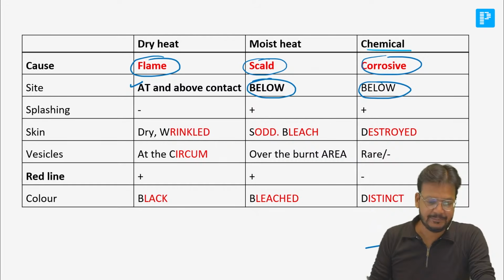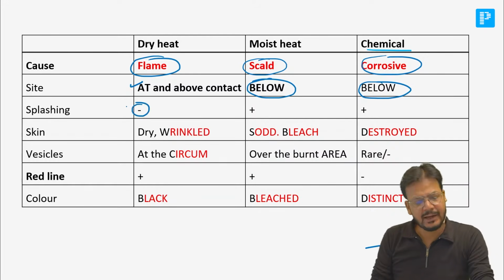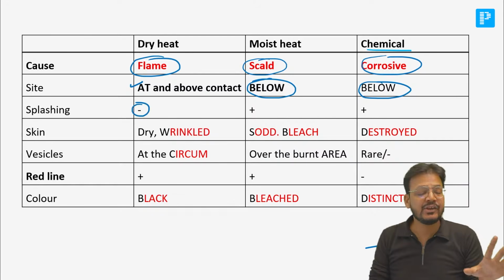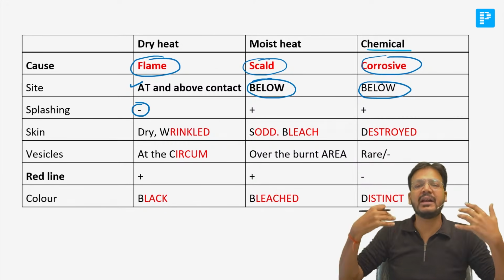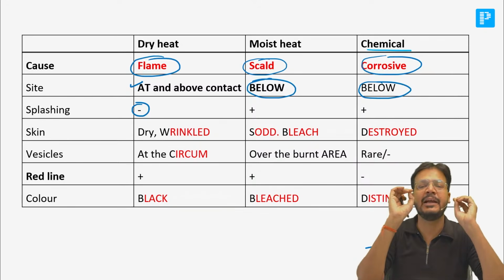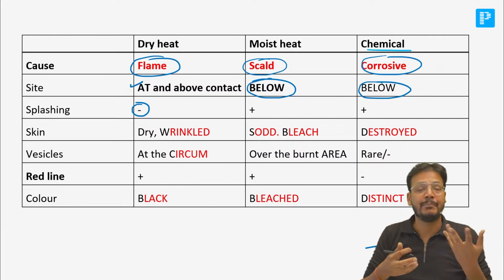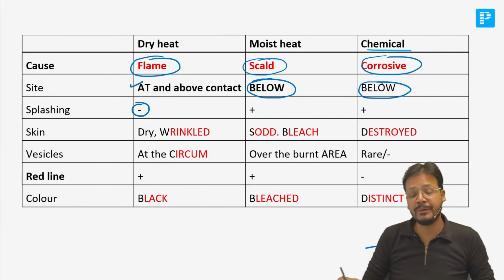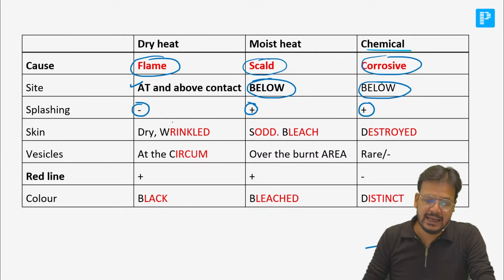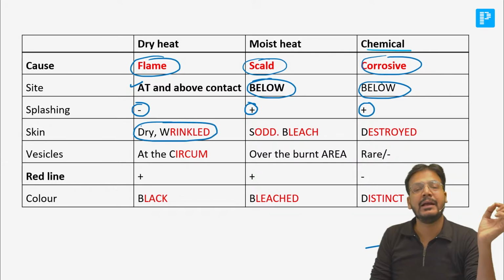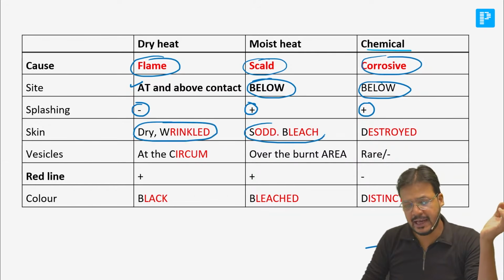the contact site. In dry heat burn, yes, splashing is absent. What is splashing? कि आपके ऊपर जो गिरा है, कोई छितराव है, जैसे आपने एसिड डाल दिया या लिक्विड और स्टीम डाल दिया तो स्प्लेशिंग होगी. बट इन ड्राई हीट बर्न इट इज बाय फ्लेम, नो स्प्लेशिंग. हियर स्प्लेशिंग प्रेजेंट. स्किन इज ड्राई एंड wrinkled in dry heat burn. Sodening and bleaching in moist heat burn, destroyed in chemical burn.